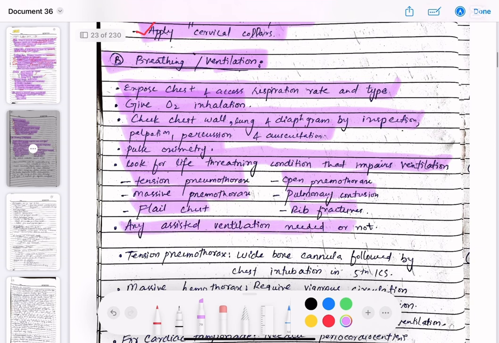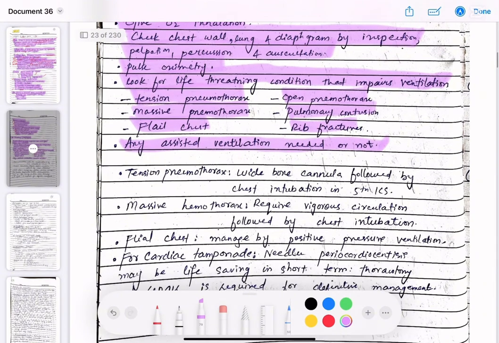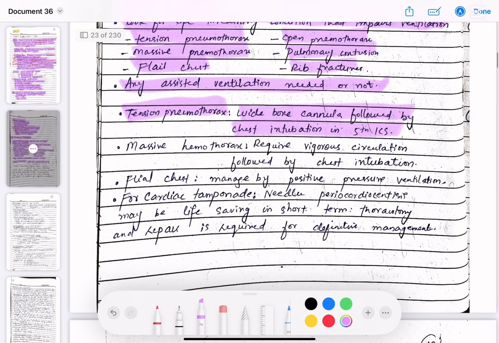For tension pneumothorax, a wide bore cannula is used, followed by chest intubation in the fifth intercostal space. Massive hemothorax requires vigorous circulatory resuscitation followed by chest intubation. Flail chest is managed by positive pressure ventilation. For cardiac tamponade, needle pericardiocentesis may be life-saving in the short term. Thoracotomy and repair is required for definitive management.